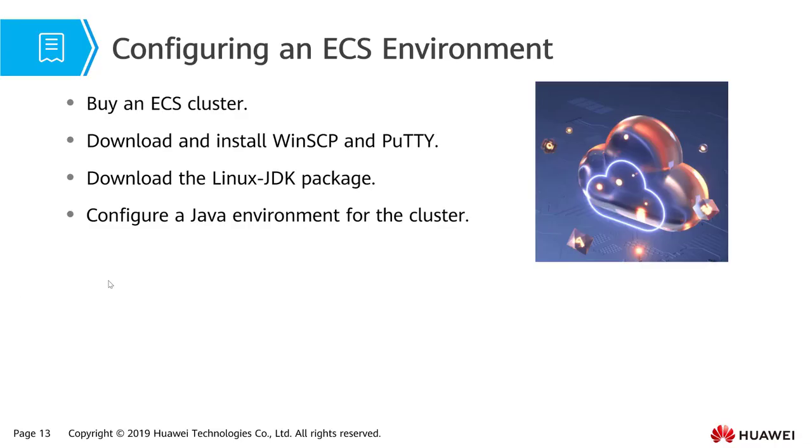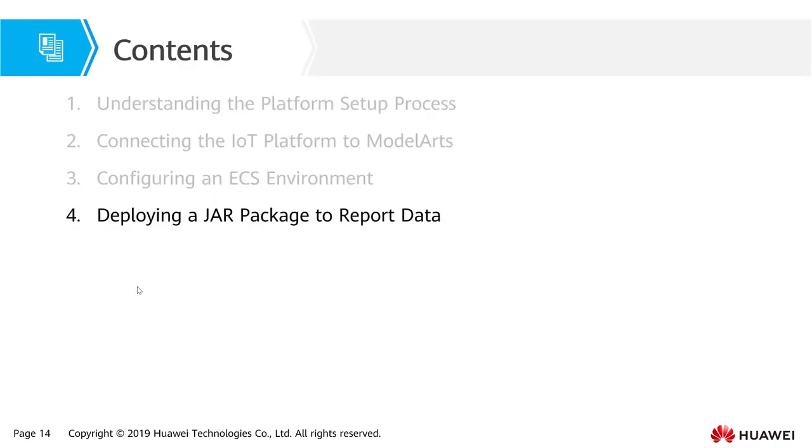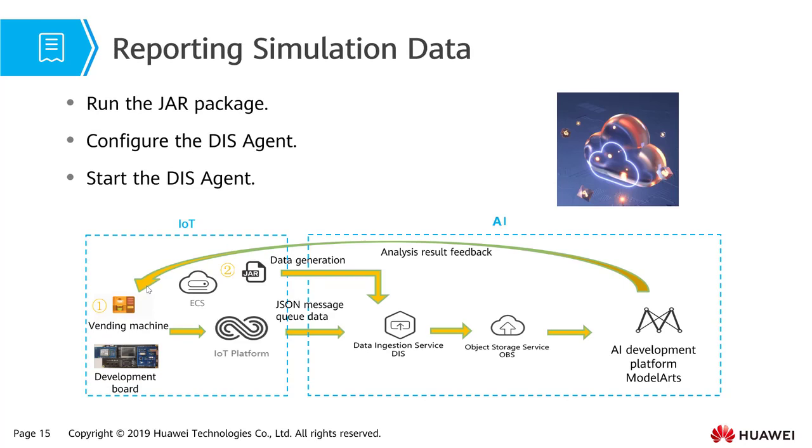Now, let's start the last exercise of deploying the jar package to report simulation data. The process consists of 3 steps. Run the jar package that can generate simulation data. Configure the DIES agent in the cluster. And start the agent to collect data.